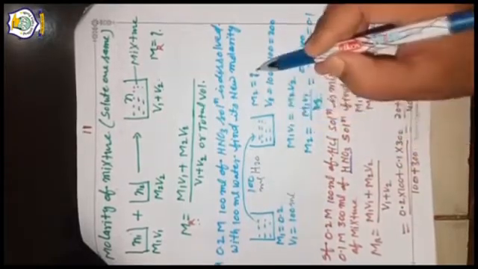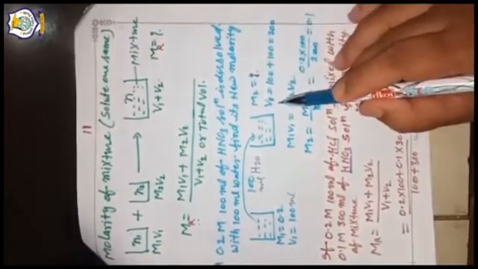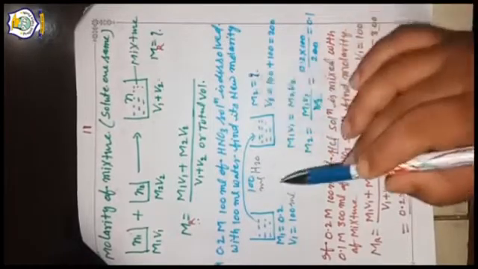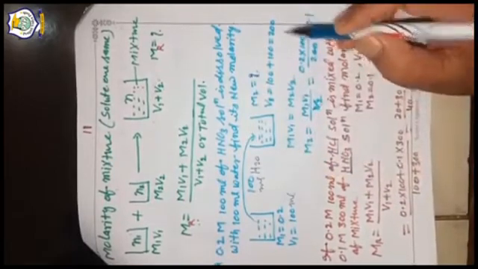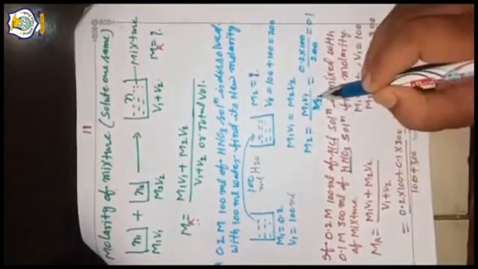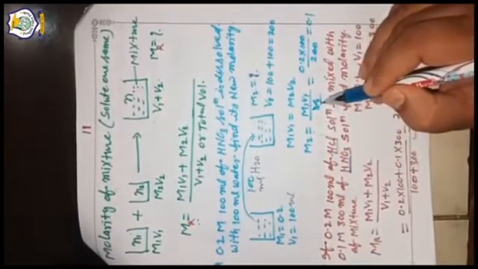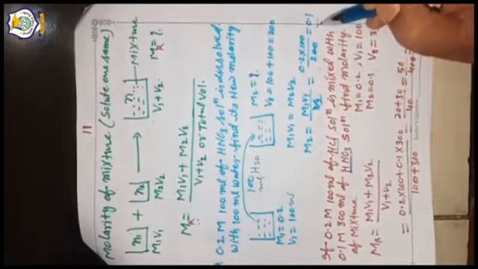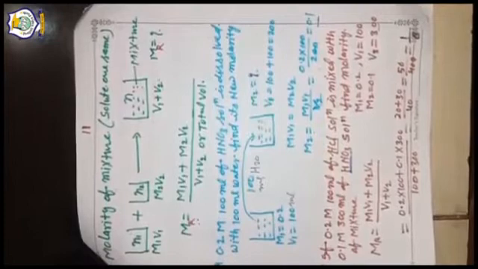Its molarity is unknown, and volume V2 is equal to the volume of the first solution and the volume of the added water, that is 200 ml. M2 is found by using this formula. Putting the values of M1, V1 and V2 in this formula, we get 0.1. The resultant molarity, the new molarity of solution, is 0.1.